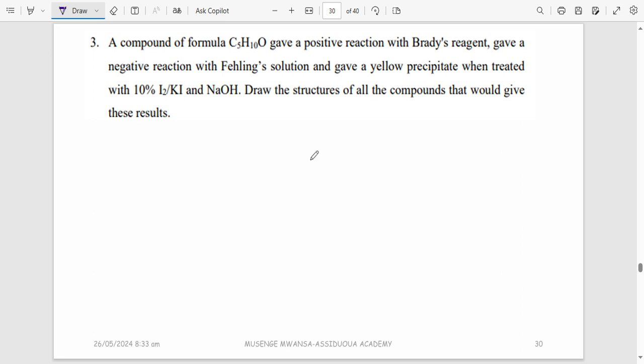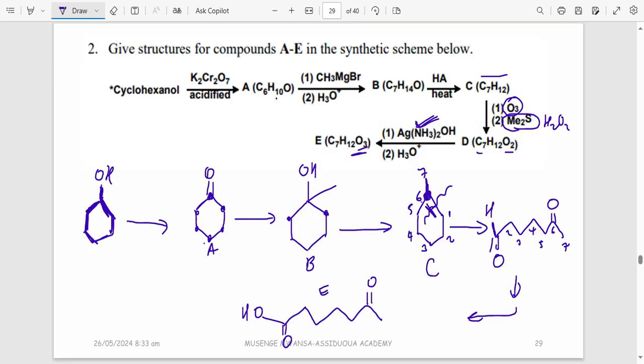And then this one, a compound with formula C5H10O.